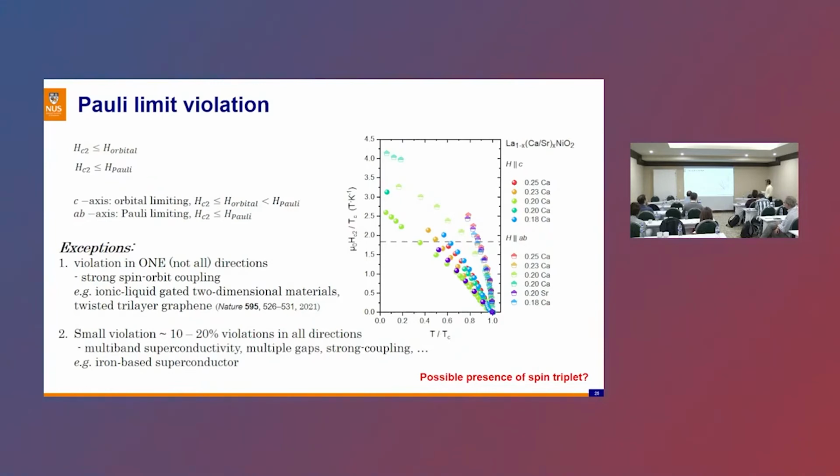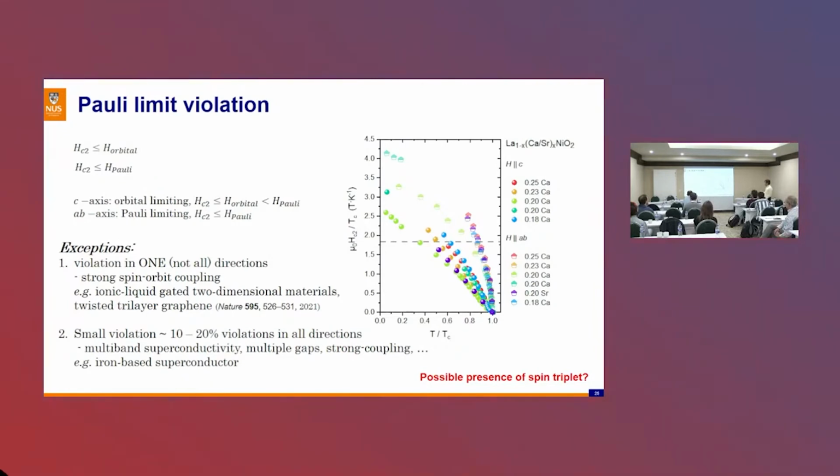You can have violation, for example, in one of the directions, which has been shown in the case of the tri-layer dichalcogenide, right? And this can be nicely explained by spin-orbit coupling locking your Cooper pair in the plane, for example. There are also small violations sometimes observed in the case of, for example, the multi-band iron-based superconductor, but it has never been seen to be like 3 times the Pauli limit.